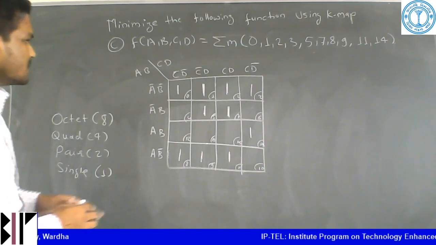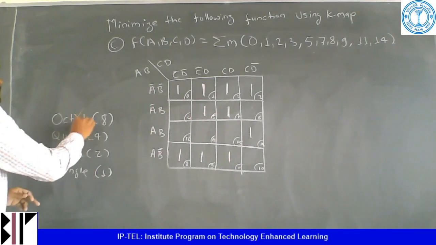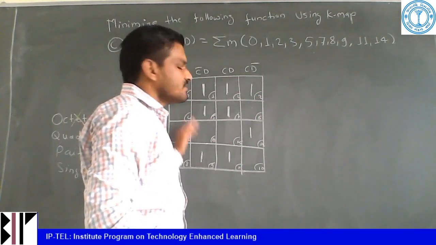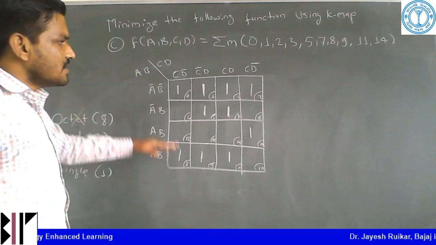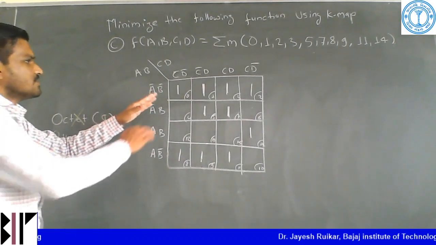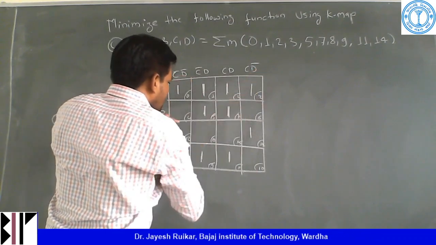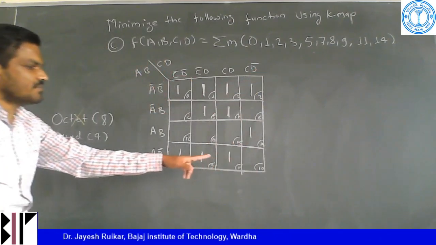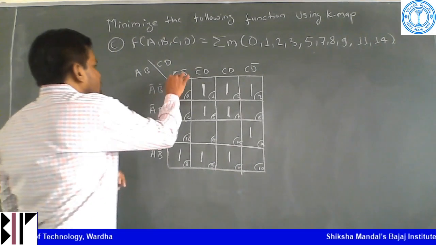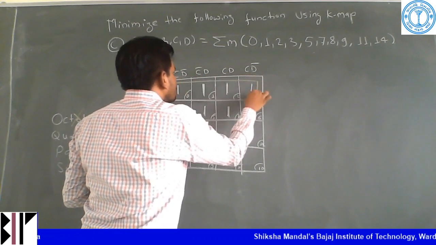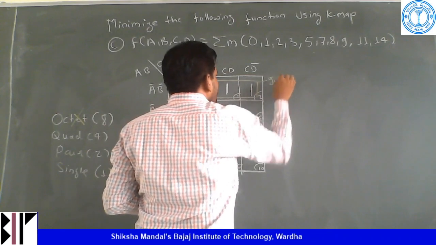Fine. So in this case, when we look at this K-map, an octet is not possible. Why? Because we are not finding 8 adjacent ones on this K-map. Though this is a 16 cell K-map, an octet is not formed because there are no such adjacent ones. So now we can check for a quad. Yes, a quad is possible. So this is my group 1.